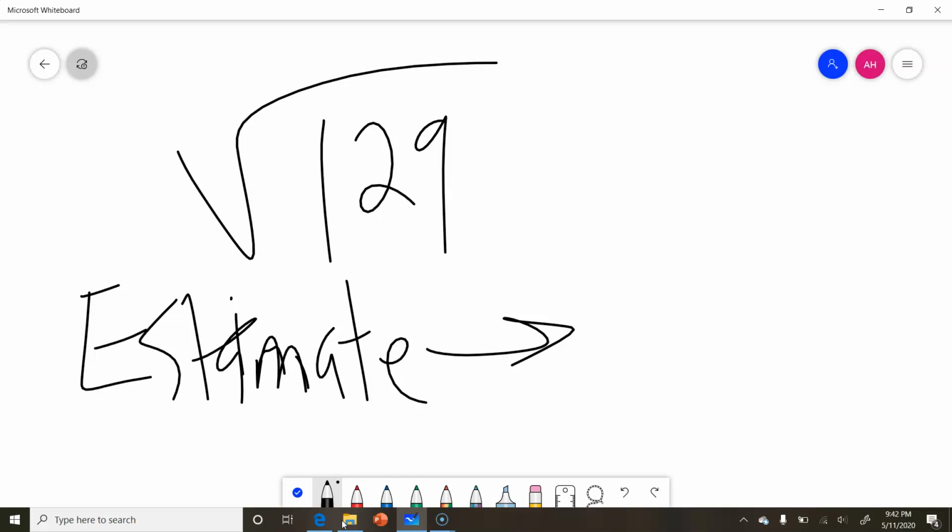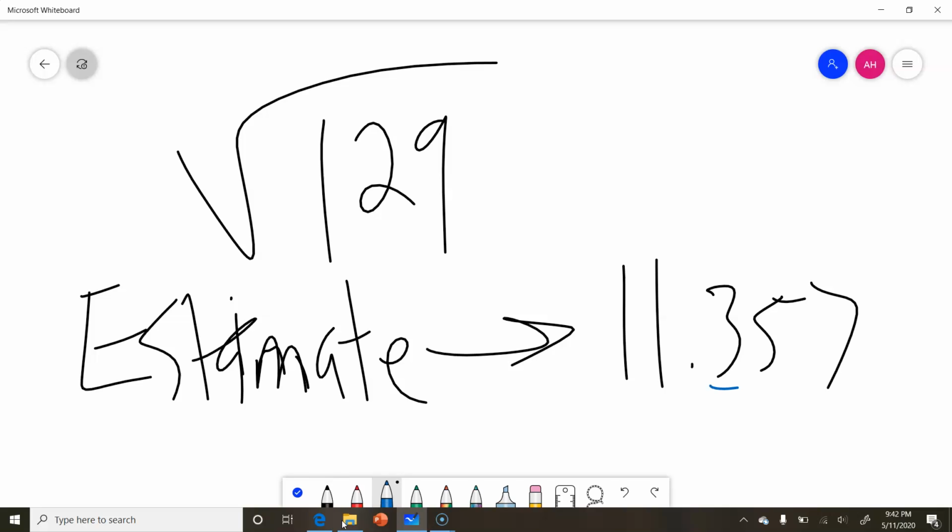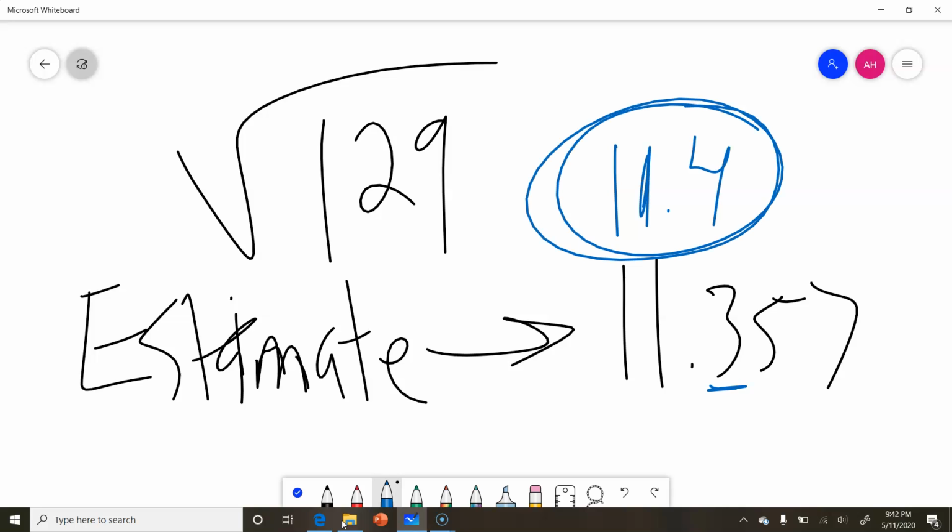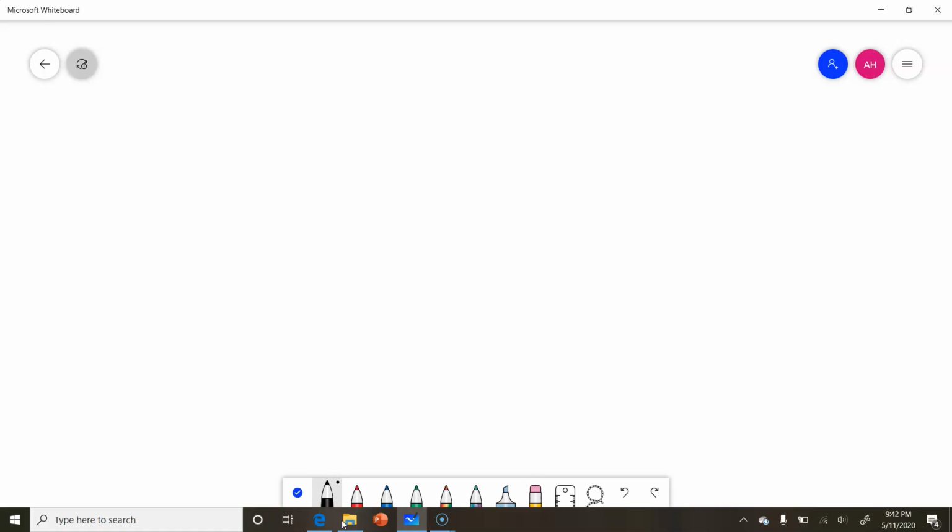So on mine, I type in the square root of 129, and the answer is 11.357. So if I round to this place, that's going to be 11.4. And I just say one decimal place. Answer is 11.4. That's super easy. You literally just type it in your calculator. Okay, you guys can do that. If you need to pause the video and follow along, go ahead and do that.